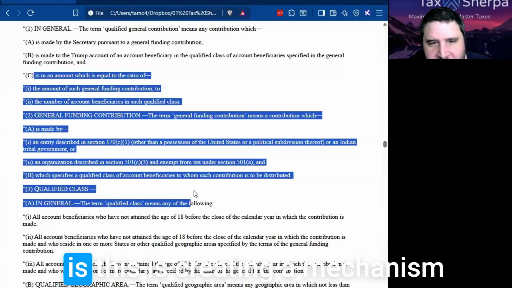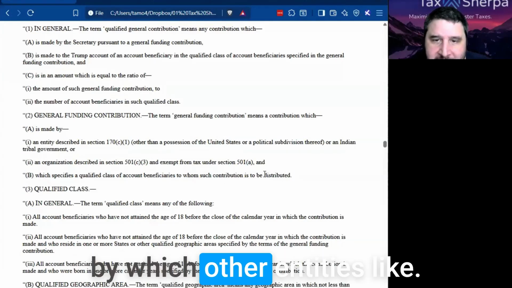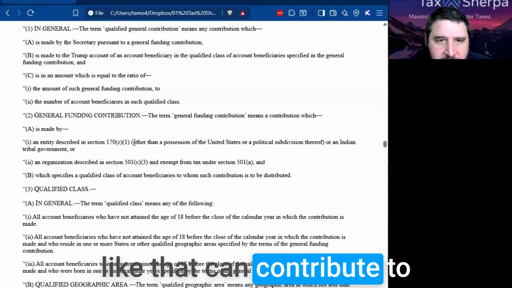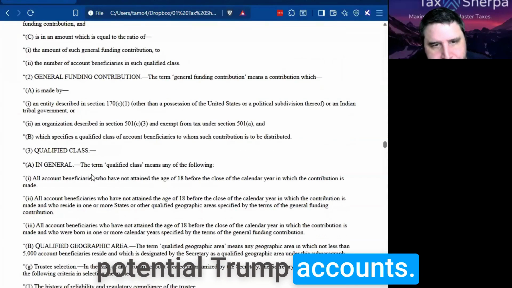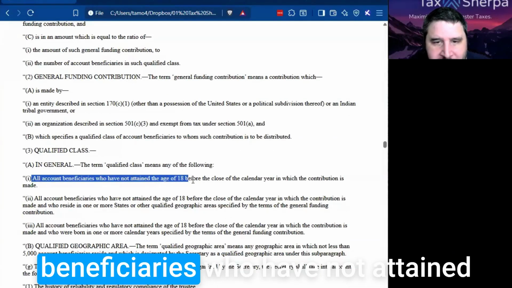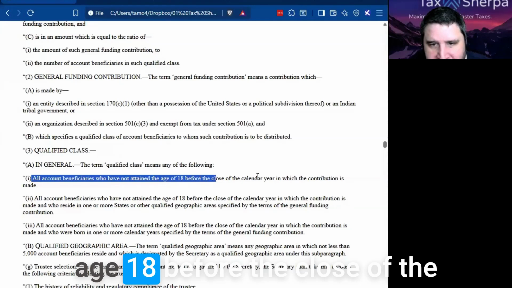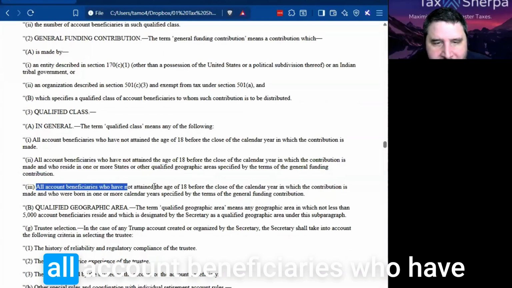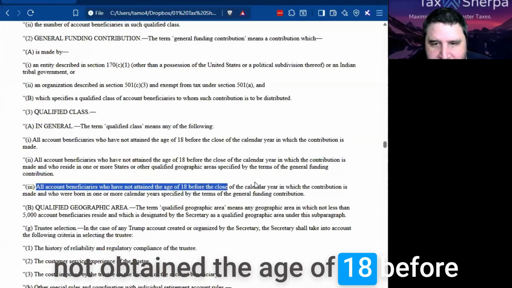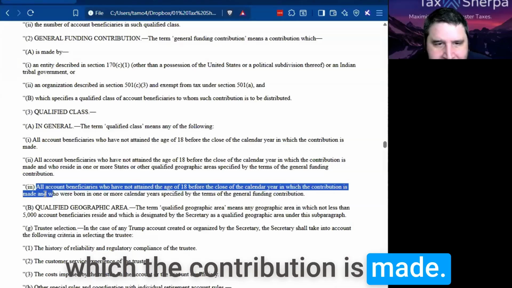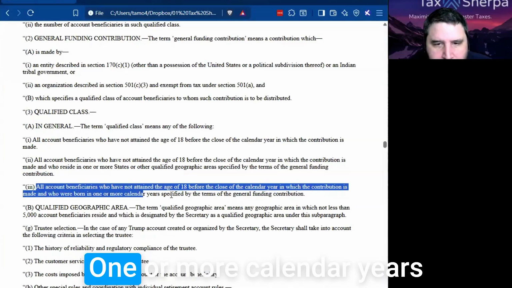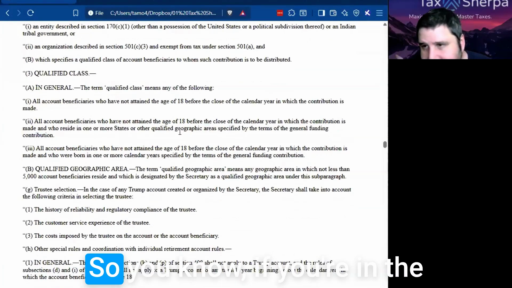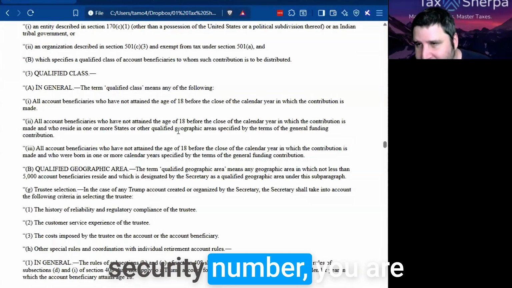So basically what this is doing is creating a mechanism by which other entities like states and charities and things like that can contribute to potential Trump accounts. The qualified class is all account beneficiaries who have not attained age 18 before the close of the calendar year in which the contribution is made, which is the same. All account beneficiaries who have not attained the age of 18 before the close of the calendar year in which the contribution is made were born in one or more calendar years specified in the terms of the general funding contribution. Okay, that's fine. Still, if you're in the right place, you have a social security number, you're under 18, you should be fine.